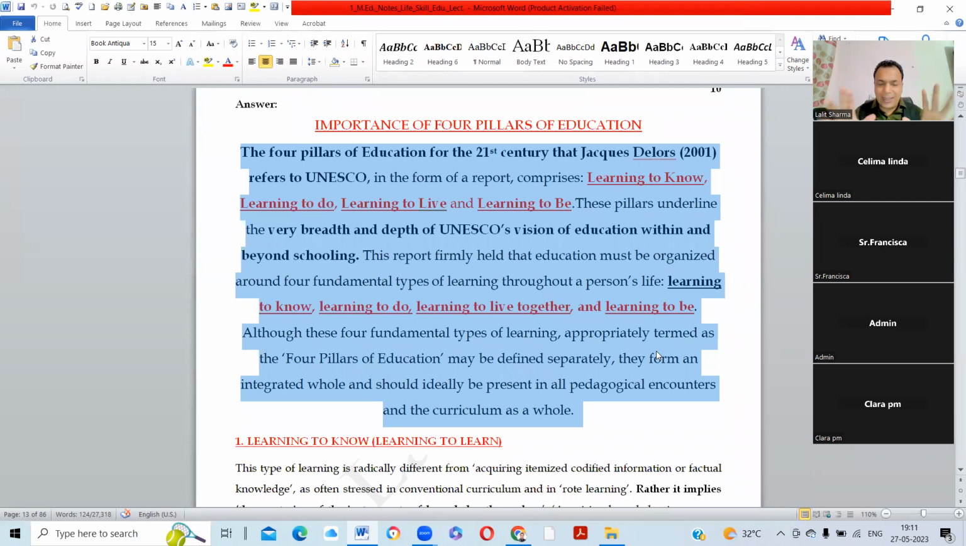This report firmly held that education must be organized around four fundamental types of learning throughout a person's life: learning to know, learning to do, learning to live together, and learning to be. Although these four fundamental types of learning, appropriately termed the four pillars of education, may be defined separately, they form an integrated whole and should ideally be present in all pedagogical encounters and the curriculum as a whole. Now what are these pillars? You should know all four pillars in detail.